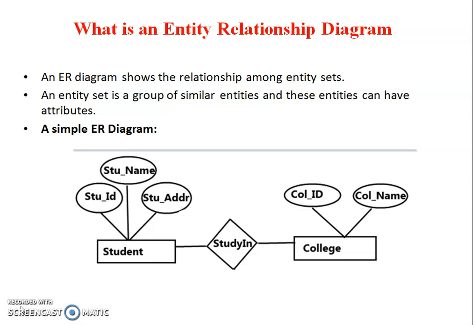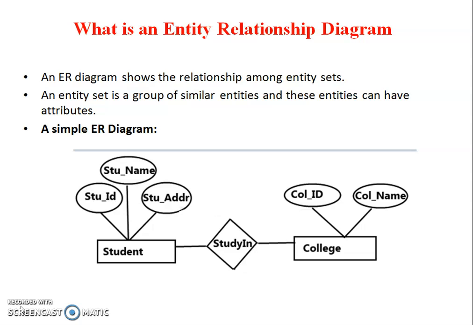In terms of DBMS, an entity is a table or attribute of a table in a database. So, by showing relationships among the tables and their attributes, an ER diagram shows the complete logical structure of a database. Let's have a look at a simple ER diagram to understand the concept.